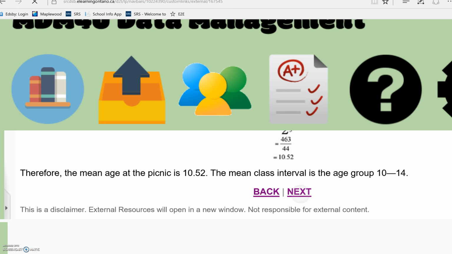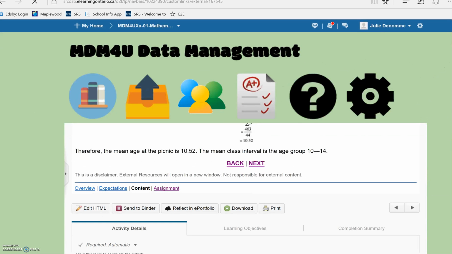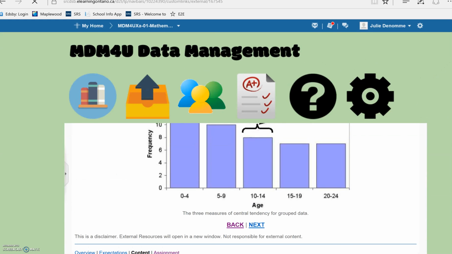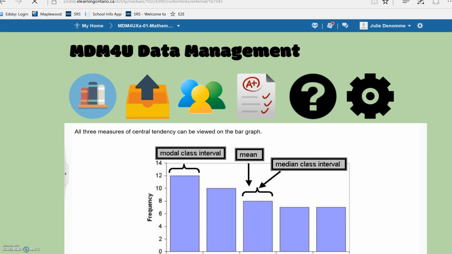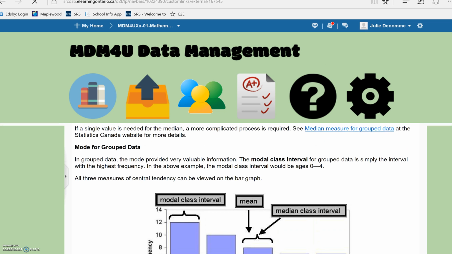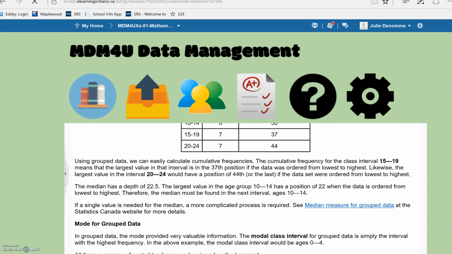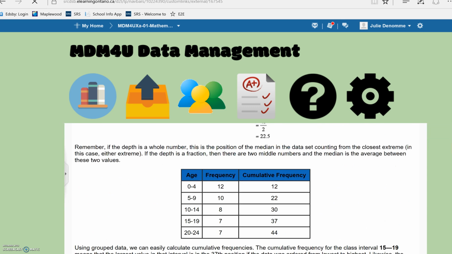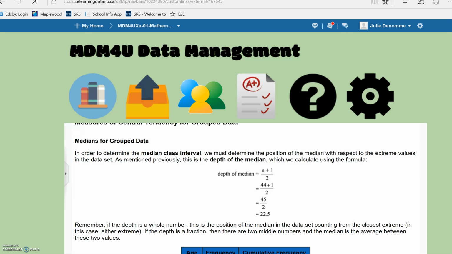we just have to take a look at what it is here. Okay, so median class interval, there's the modal, that one's easy. For the median class interval, you have to take a look at this right here. You have to find the depth of the median. Okay. So you have to do n plus 1. N just represents the number of data. So how many data pieces do we have? 40. So 40 plus 1? 41. 41 divided by 2?